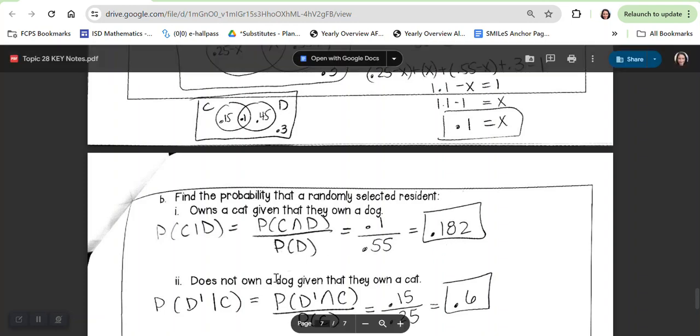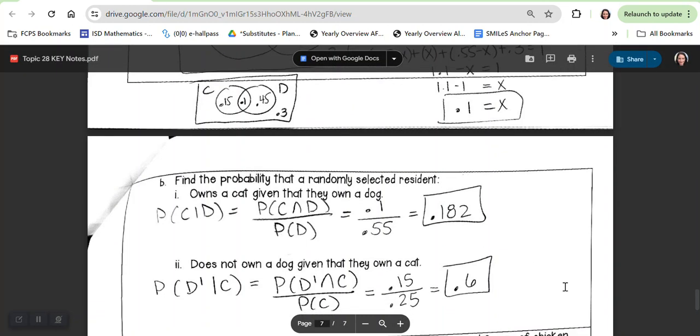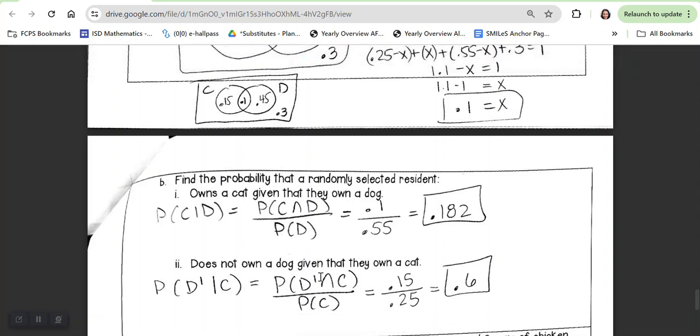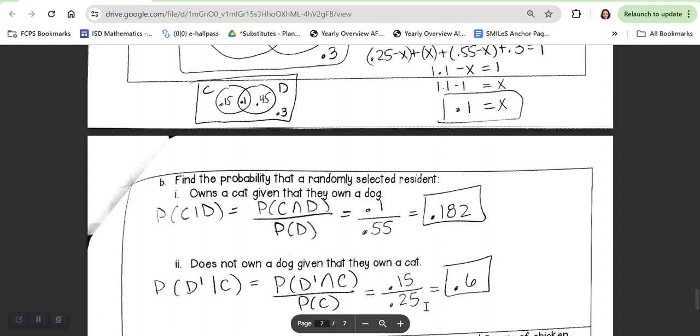Does not own dog given that they own a cat. So again, we're using the formula. The probability that they don't own a dog but own a cat is right here. So these are people who own a cat and not a dog, 0.15, over the probability that they own a cat. And we have to add the 0.15 and the 0.1 to get 0.25. Finally, you divide it and get 0.6.